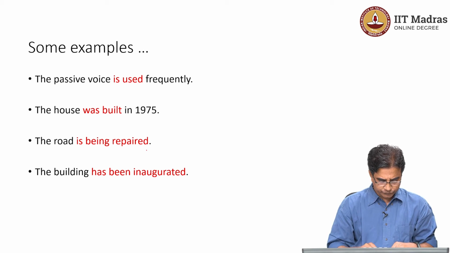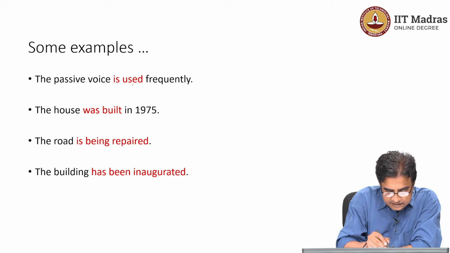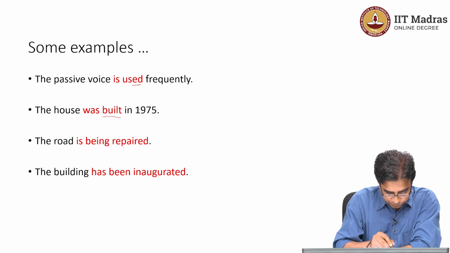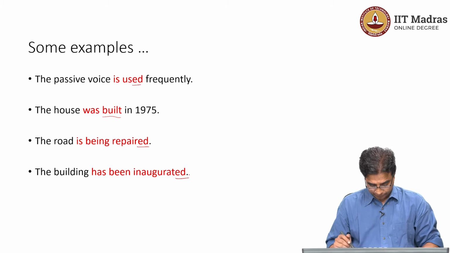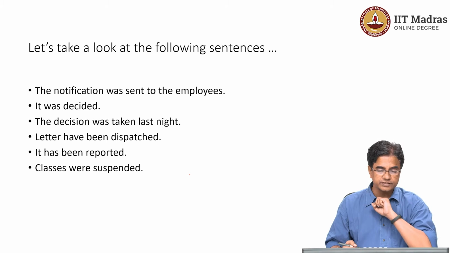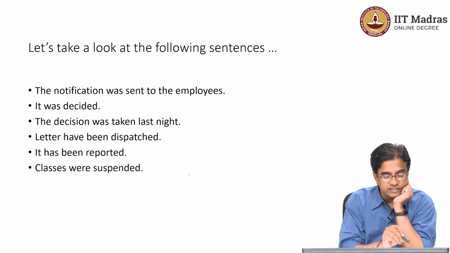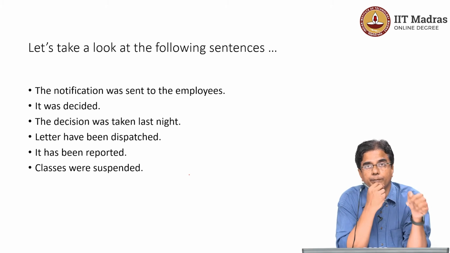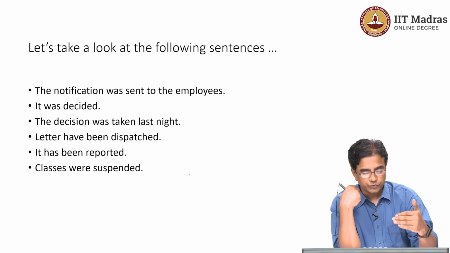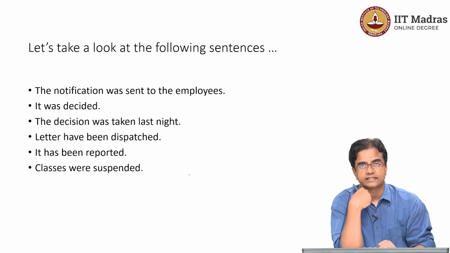So look at this. All passive sentences have got this form of the verb and we will talk about it. Let's look at more examples. The notification, and in this one I have not underlined anything, not colored, because based on the previous examples, I want you to pause here and color the passive part of these sentences.